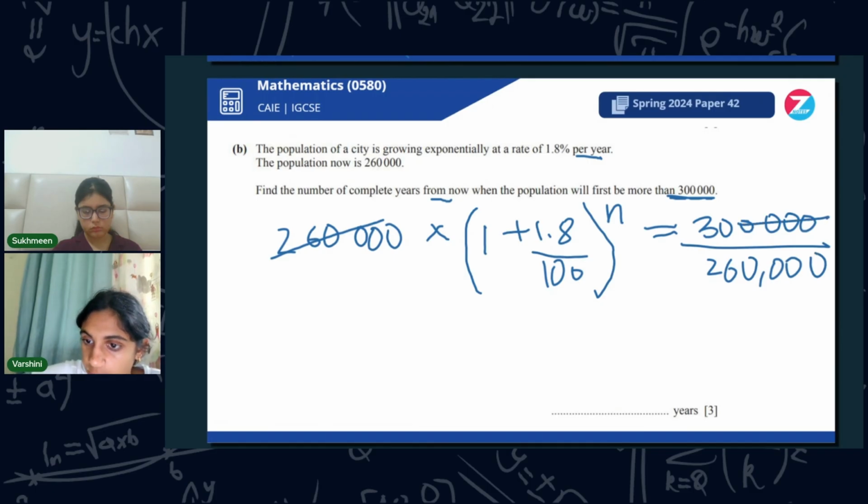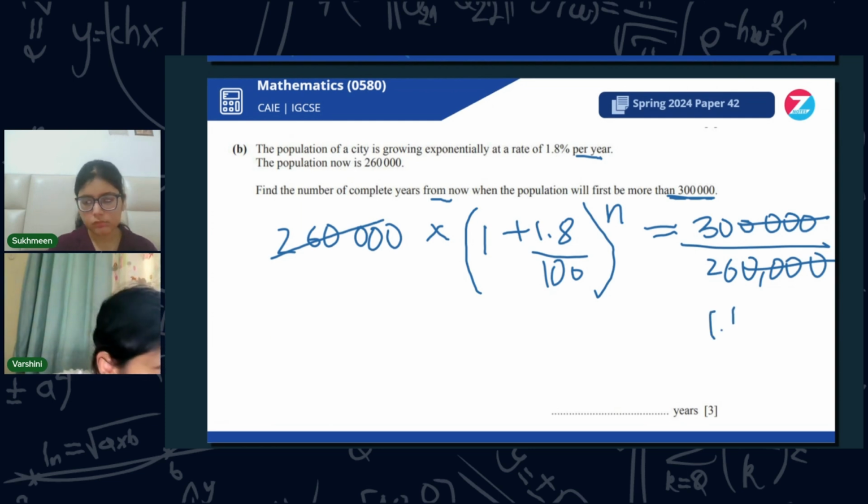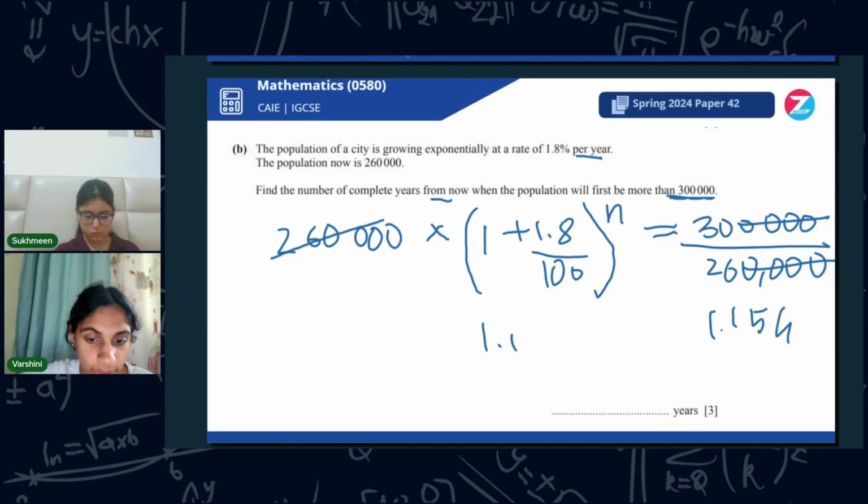If you put 30 divided by 26 in your calculator, you should get 15 by 13, which we can leave as this fraction. So now we need to find 1 plus 1.8 by 100 to the power n. How many powers until we get 1.154, something like that? Okay, so first let's try 1 plus 1.8 divided by 100. If you put just that in your calculator, you should get 1.018.